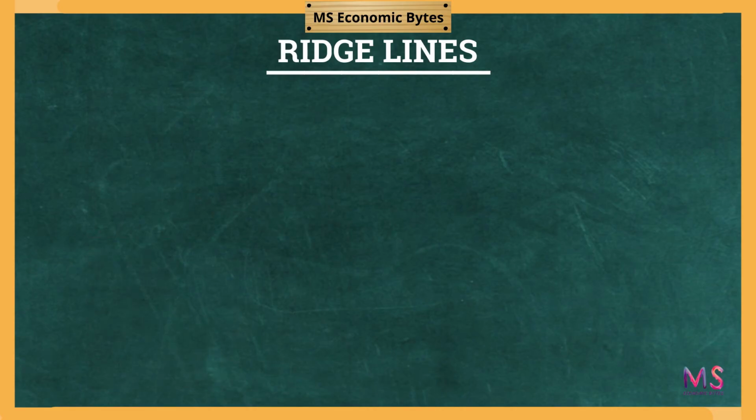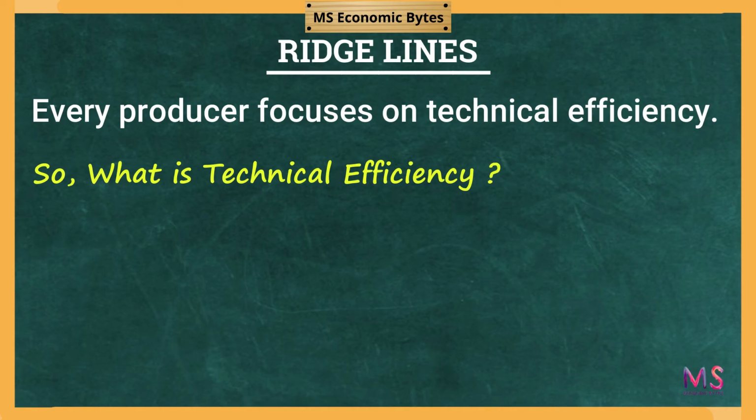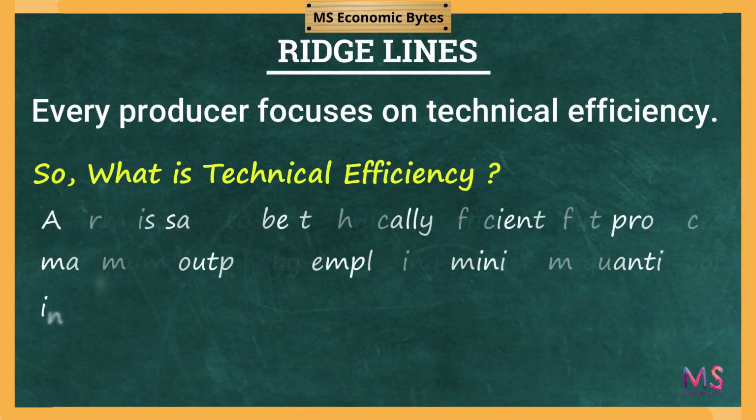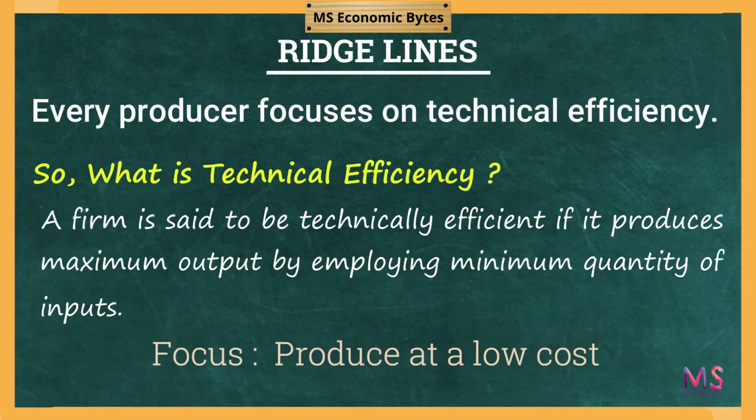Every producer in the production process focuses on technical efficiency. So what is technical efficiency? A firm is said to be technically efficient if it produces maximum output by employing minimum quantity of inputs. So the focus of every firm is to produce at a low cost.